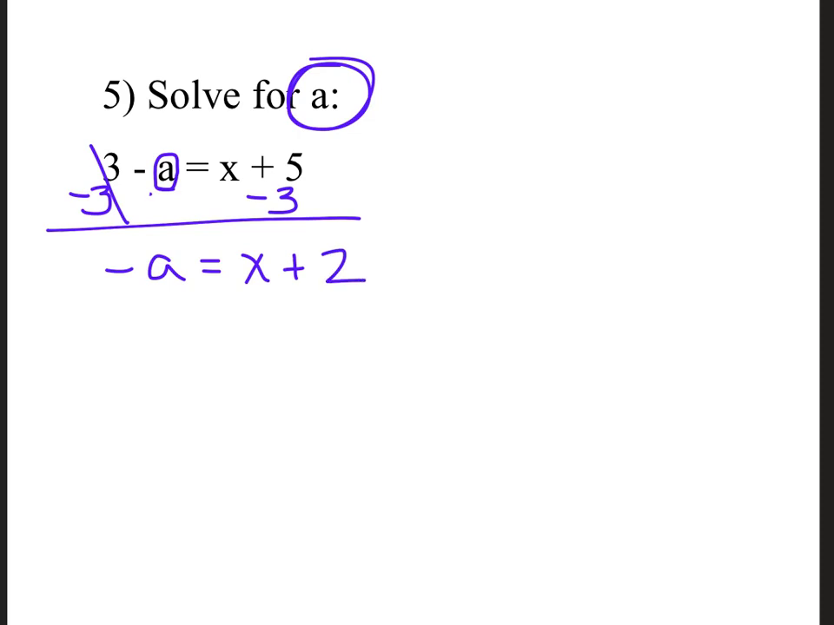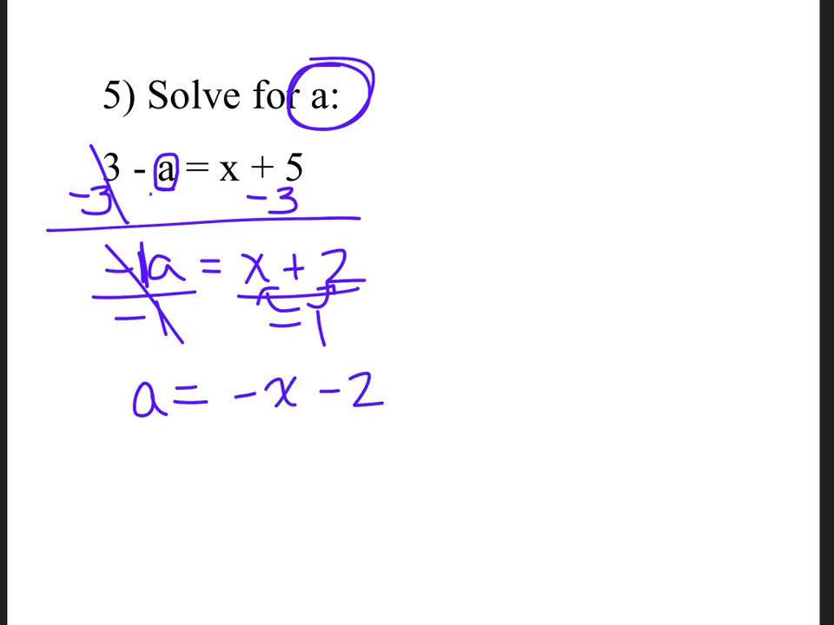So this is negative a, but remember that's negative 1a. So I want to divide that negative 1 to both sides. That negative 1 divided by negative 1 is a positive 1. And you can take this negative 1 and divide it into both. So I can make it negative x minus 2. But either way, it's fine. You could leave it as x plus 2 over negative 1 right now.